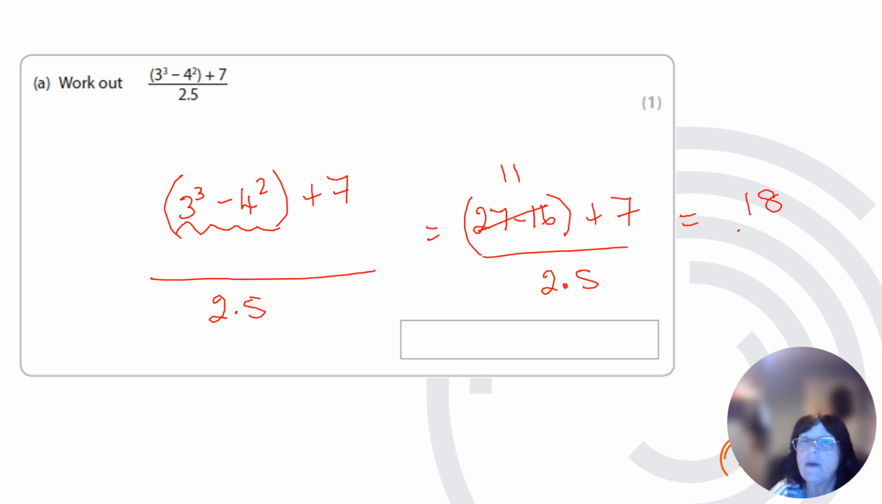And lastly, we divide by 2.5. So we have to do the top of the fraction before we do the bottom, which is a bit weird, isn't it? Because BIDMAS says do division, but we have to do the top of the fraction first. So 18 divided by 2.5, and my final answer will be 7.2.